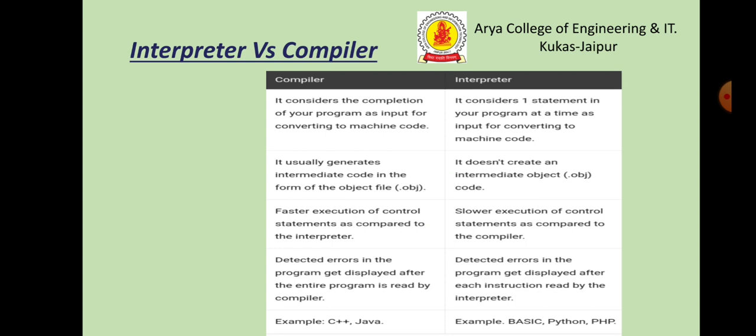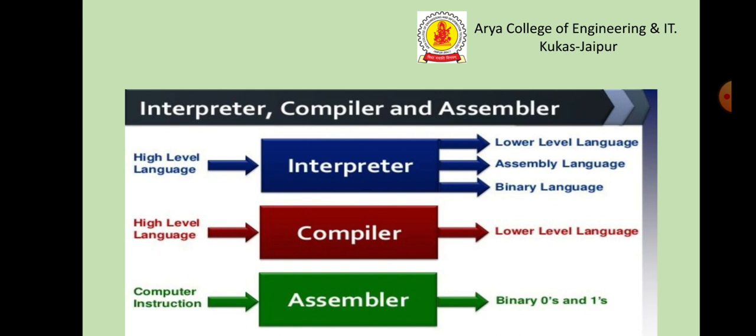In compiler, errors are displayed after the entire program is read by the compiler. That means errors are detected at the end of the program, whereas in interpreter the errors are detected one by one. Here one more translator is there, assembler, that converts an assembly language program to machine language.